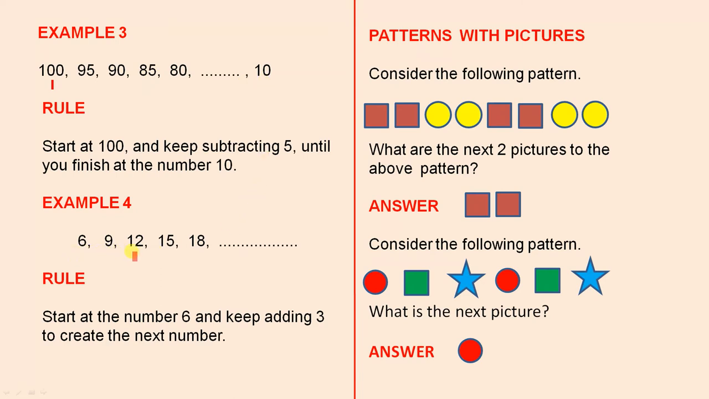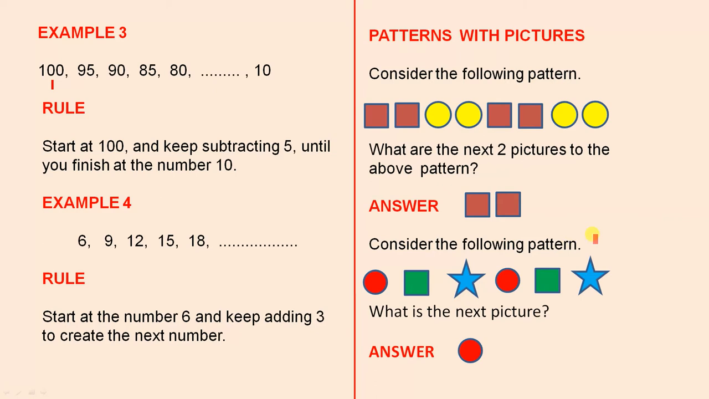Example 4: this pattern here. Start at the number 6 and keep adding 3 to create the next number, and this pattern just continues on. Patterns with pictures. Consider the following pattern: 2 brown squares, 2 yellow circles, 2 brown squares, 2 yellow circles. What are the next 2 pictures in the above pattern? If it was to continue with the same pattern, the answer would be 2 brown squares.